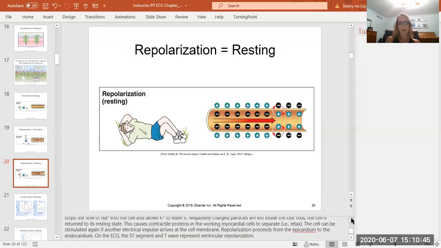Okay, so on the ECG, the ST segment and the T wave represent ventricle repolarization. Let me say that one more time. On the ECG, the ST segment and the T wave represent ventricle repolarization. So take note of that.